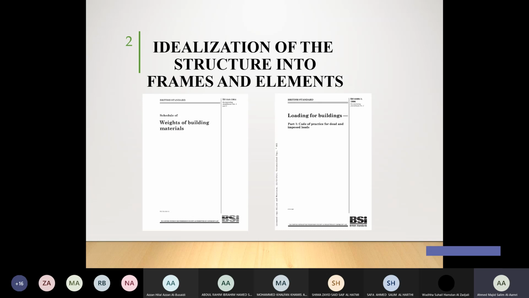So we have 2 types here. One is representing the weight of building or weight of building materials, that's the dead load. And the other scenario is live load. So we have 2 different codes. I have already uploaded these codes for you, and you can refer to them. So if you can see here, when it comes to weight of building materials, it will open.